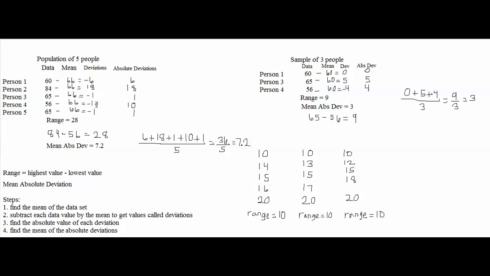Now, I said that the reason that we found absolute values is to make all of the numbers positive so that they wouldn't add up to 0. There's actually another way to make the numbers positive besides finding the absolute values, and that's what I'll show you next.